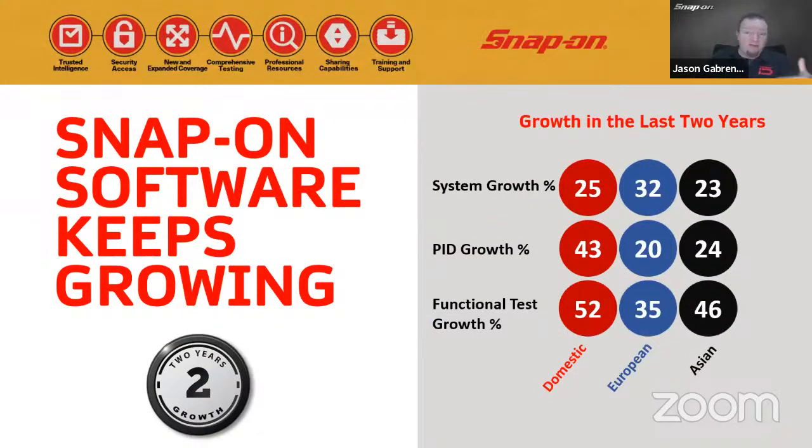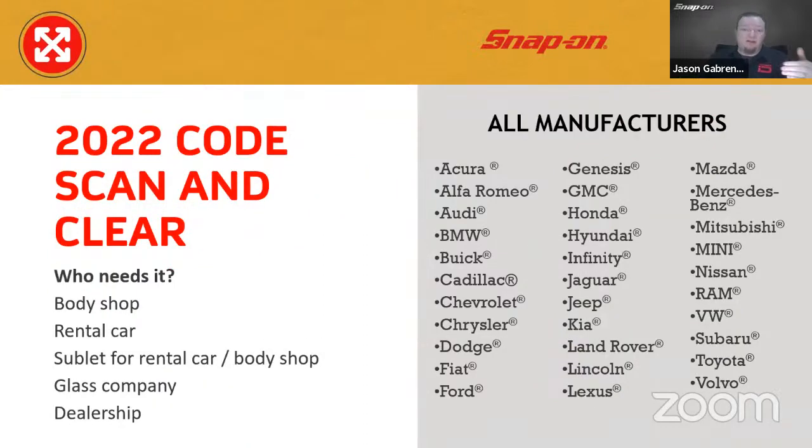You see in the last 2 years how much the software has grown. We're talking about system coverage, PIDs, which would be data coverage, and then functional tests, scripted tests, output controls, things of that nature, and how much they've grown. Over 50% growth in that functional test area in domestic. And you'll see good double-digit growth in the European sector too. We've really been focusing on that, adding capabilities there. And then Asian as well. You can see 23, 24, and 46% growth respectively in those areas. So tons of growth, and that's just in the last 2 years. And every 6 months, we do an update.